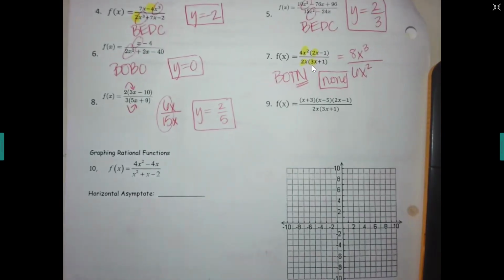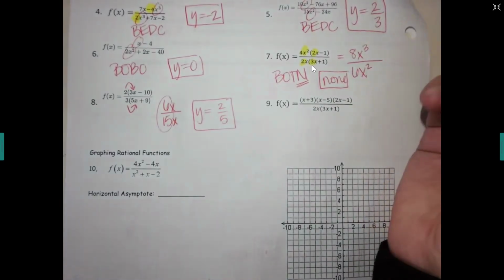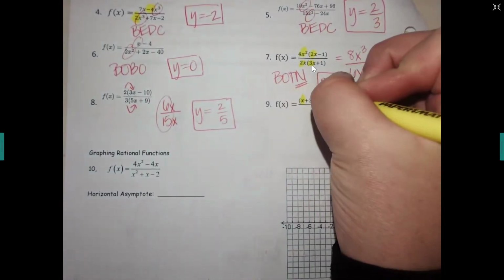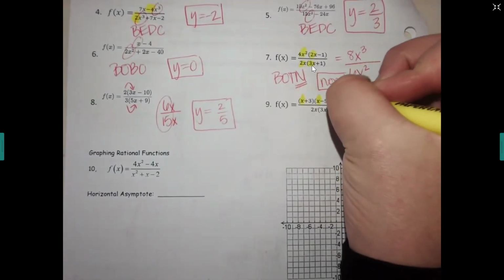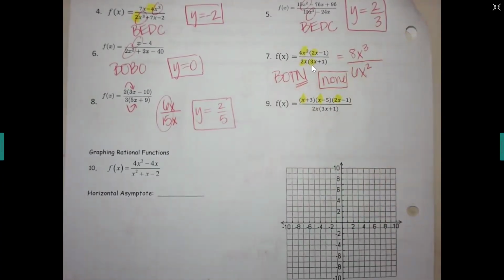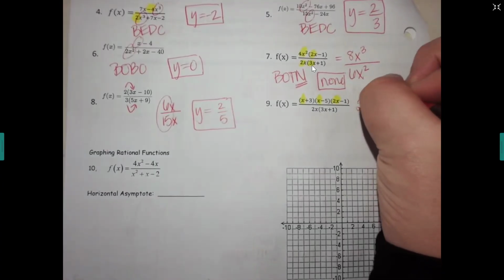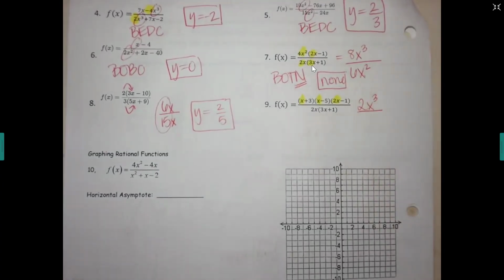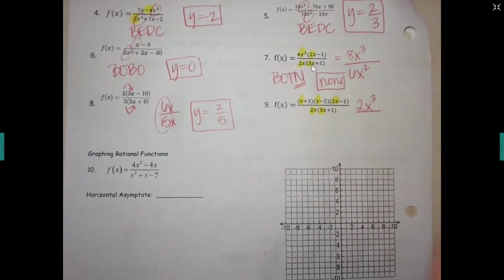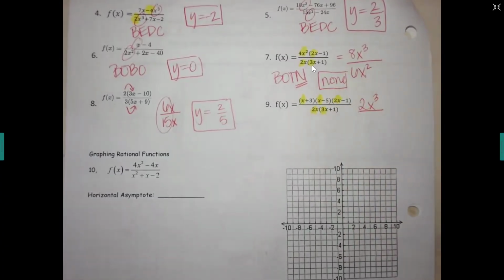How many x's are going to times together on top? Have an x times an x times a 2x. What is the power going to be on x? How many of them are up there? 3. Cubed or 3. Good. So 2x^3 versus on bottom, I have a 2x times a 3x. What would that be?